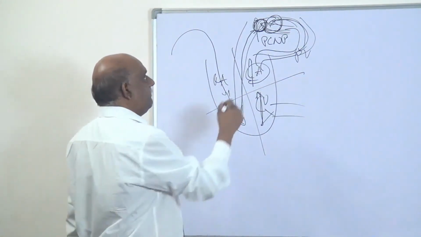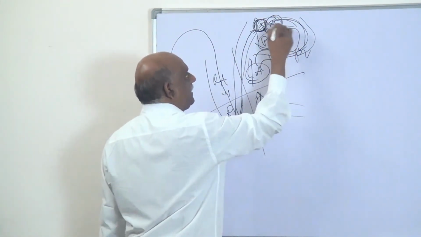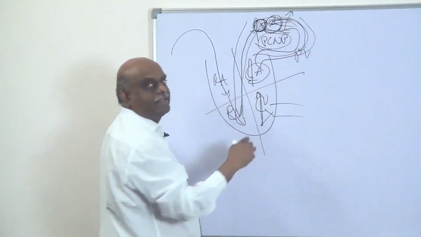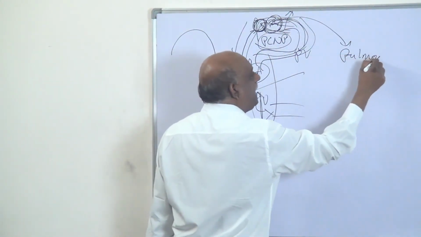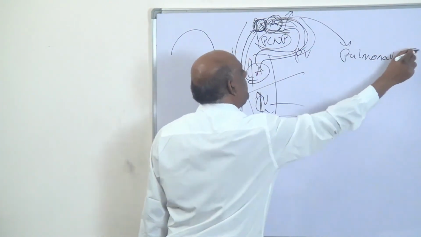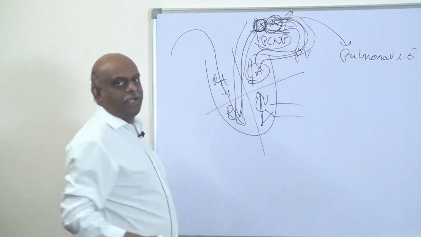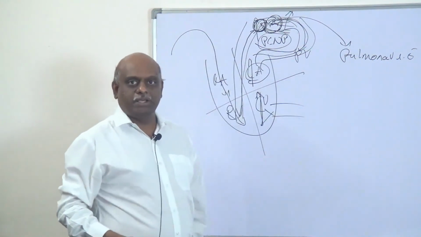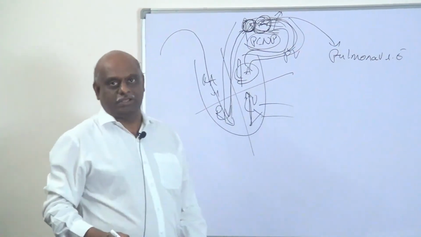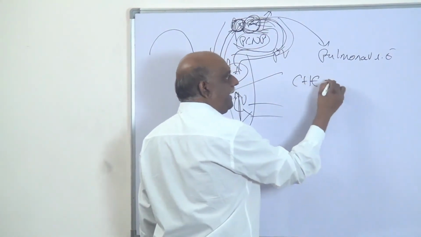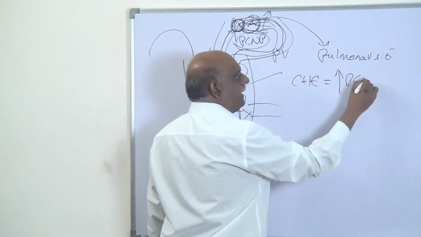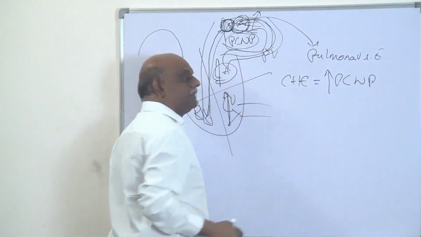And when the pulmonary capillary wedge pressure rises, the pressure in the capillaries has increased, so what will happen? It leads to development of pulmonary edema, is what you need to remember. So the Swan-Ganz catheter is measuring pulmonary capillary wedge pressure, indirectly the left atrial pressure. And CHF is identified by increased pulmonary capillary wedge pressure.